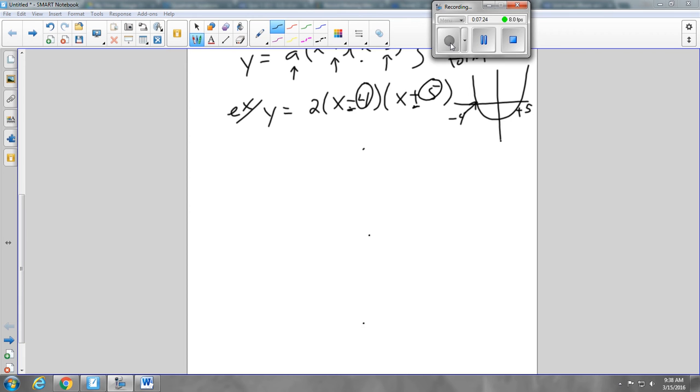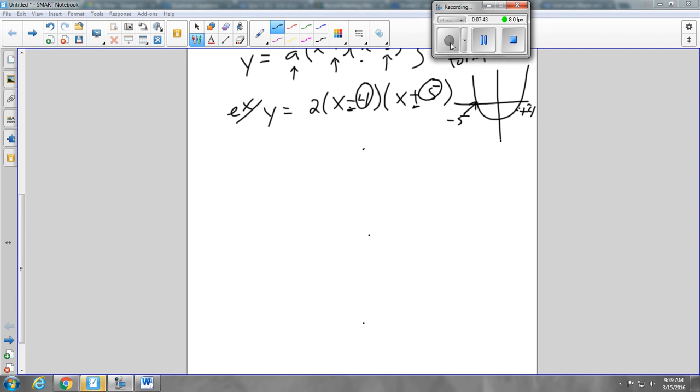Okay, sorry about that, guys. I made a mistake. Said one thing and did another. So that would be positive 4 and negative 5 for our x values. Just checking to see if you guys were paying attention.